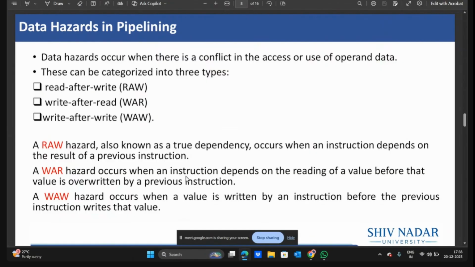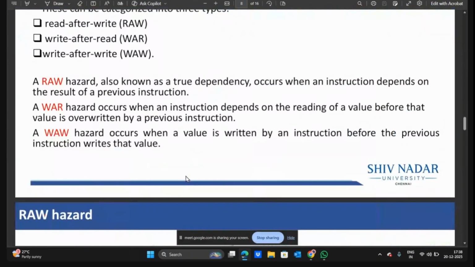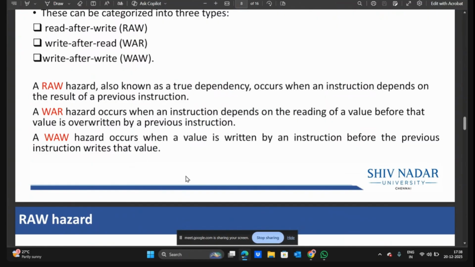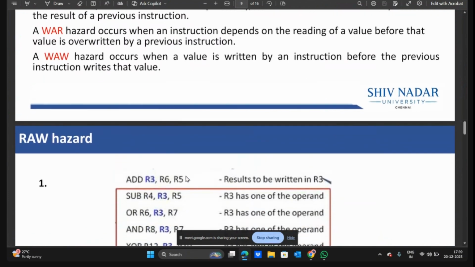This is when the RAW hazard occurs. And the WAR hazard occurs when the previous instruction is read and the value is overwritten by the next instruction, like the example I gave you for data hazard. And the write after write hazard is when the value is written by an instruction before the previous value. We'll see examples down, but you have simultaneous instructions which write onto the same register. That's when the write after write hazard occurs.